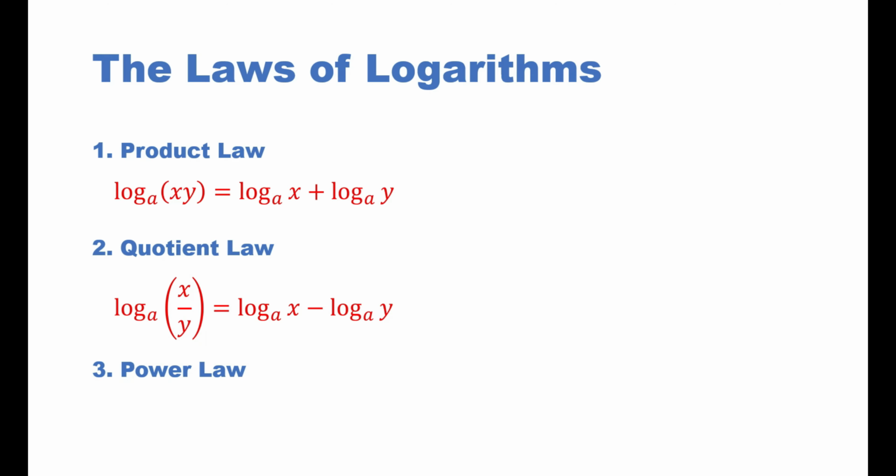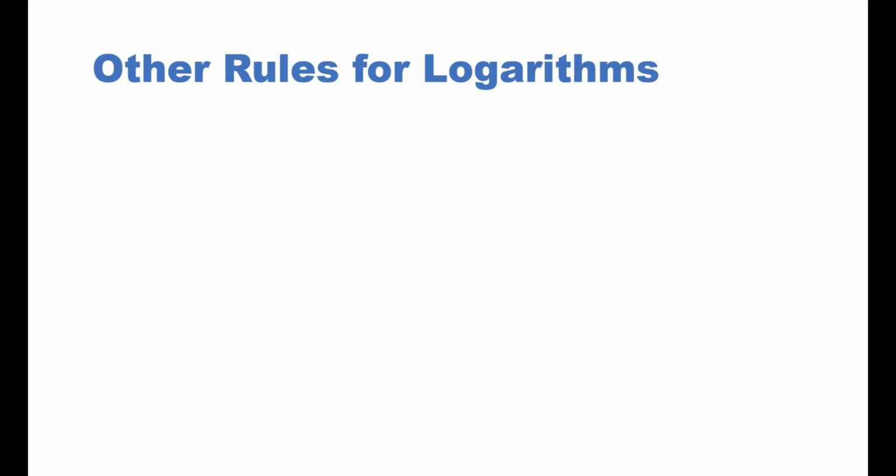The third law is the power law, which states that the logarithm of a number which has a power or index is the same as the logarithm of the same number multiplied by the power. This is expressed as log x to the power of m is equal to m log x. Now let us talk about other rules which apply to logarithms.